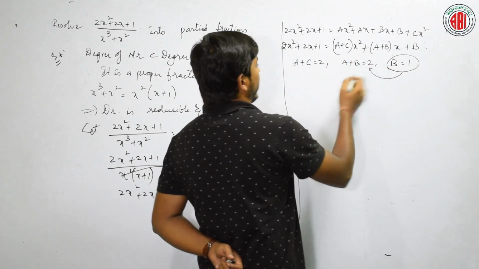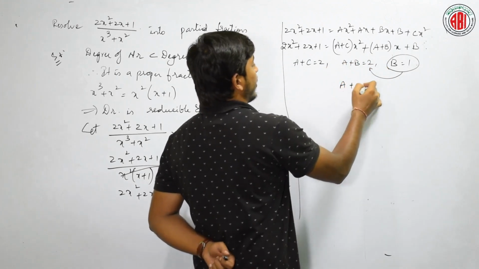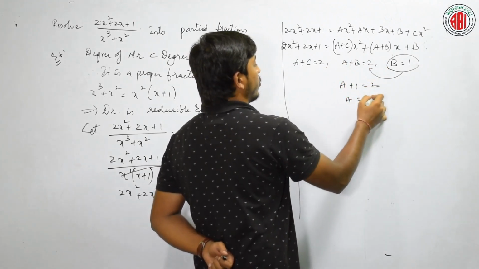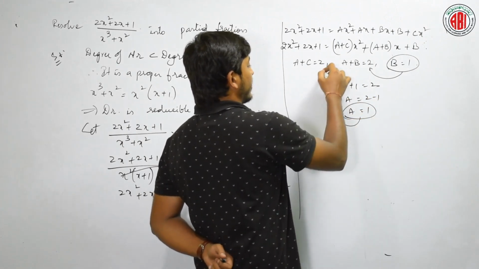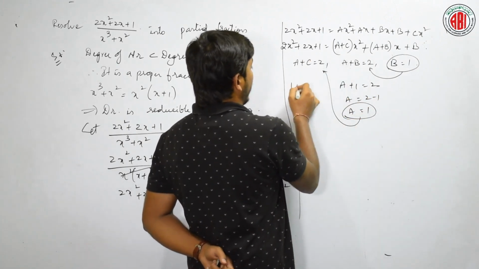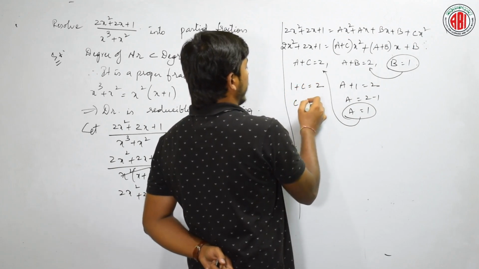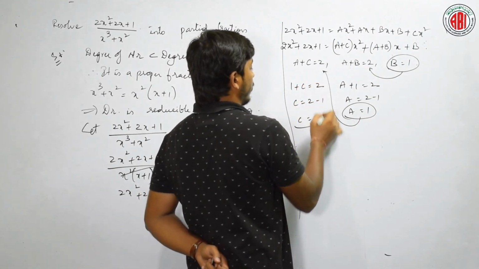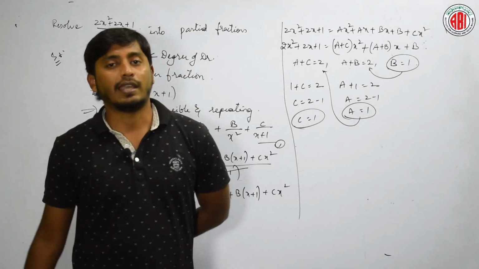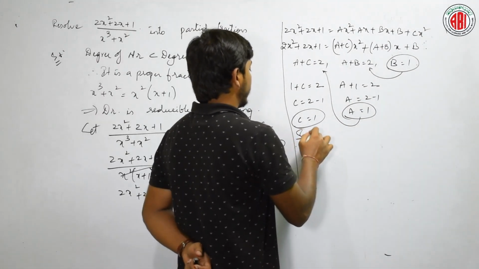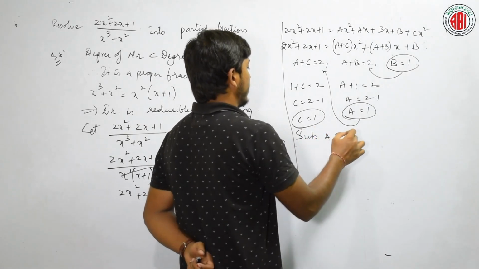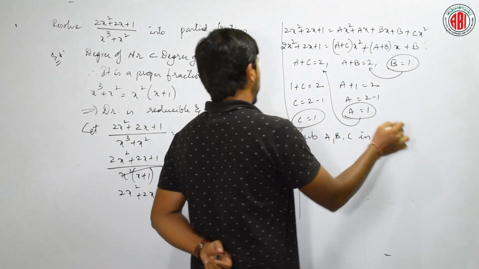Let me substitute that here. I will get a plus 1 is equal to 2, a is equal to 2 minus 1, a is equal to 1. Okay. Let us substitute the same here. I will get 1 plus c is equal to 2, c is equal to 2 minus 1, c is equal to 1. Then let us substitute a, b, c values in equation 1.